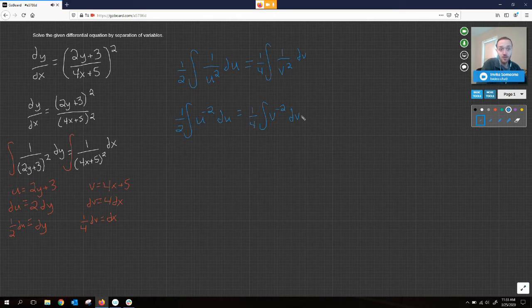I'm going to add 1 to the exponent, and divide by that new exponent. So this becomes 1/2 u to the -1 over -1. Technically there's a plus c here, I'm just going to call it plus c1, equals 1/4 v to the -1 over -1. And then same thing, technically there's a plus c here, we're going to call it plus c2.